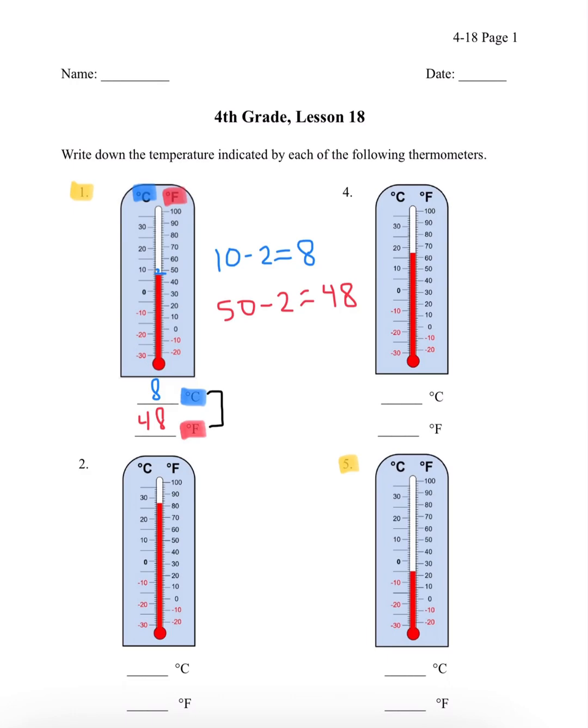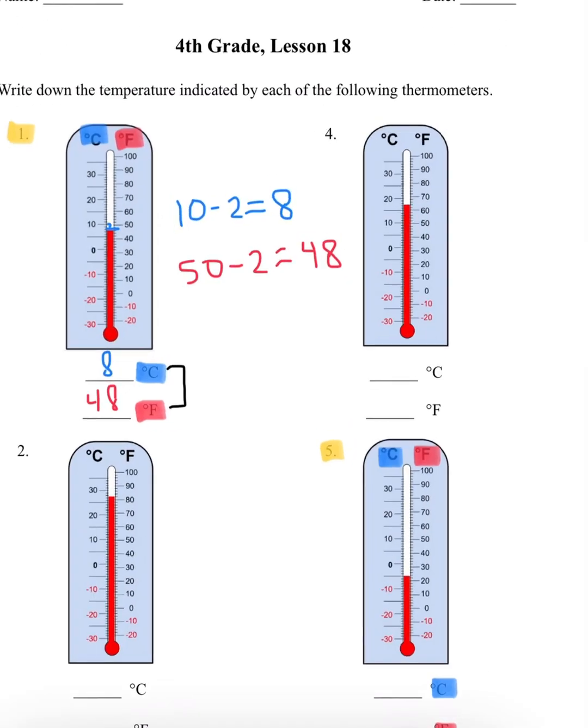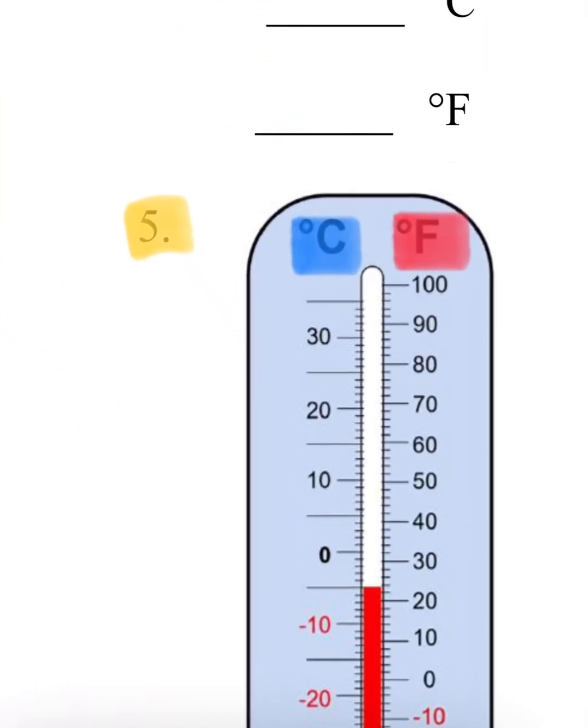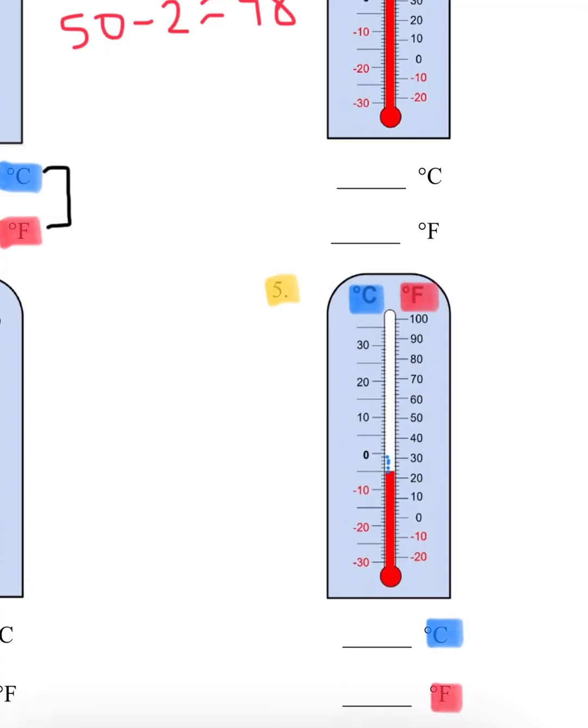Let's look at number 5 now. Number 5, let's first do Celsius. Let me color code it. If 0 is right here, the line is right here for Celsius. So it's going to be a negative number. So if this is 1, 2, 3, 4, 5. So in Celsius, it will be negative 5 degrees.